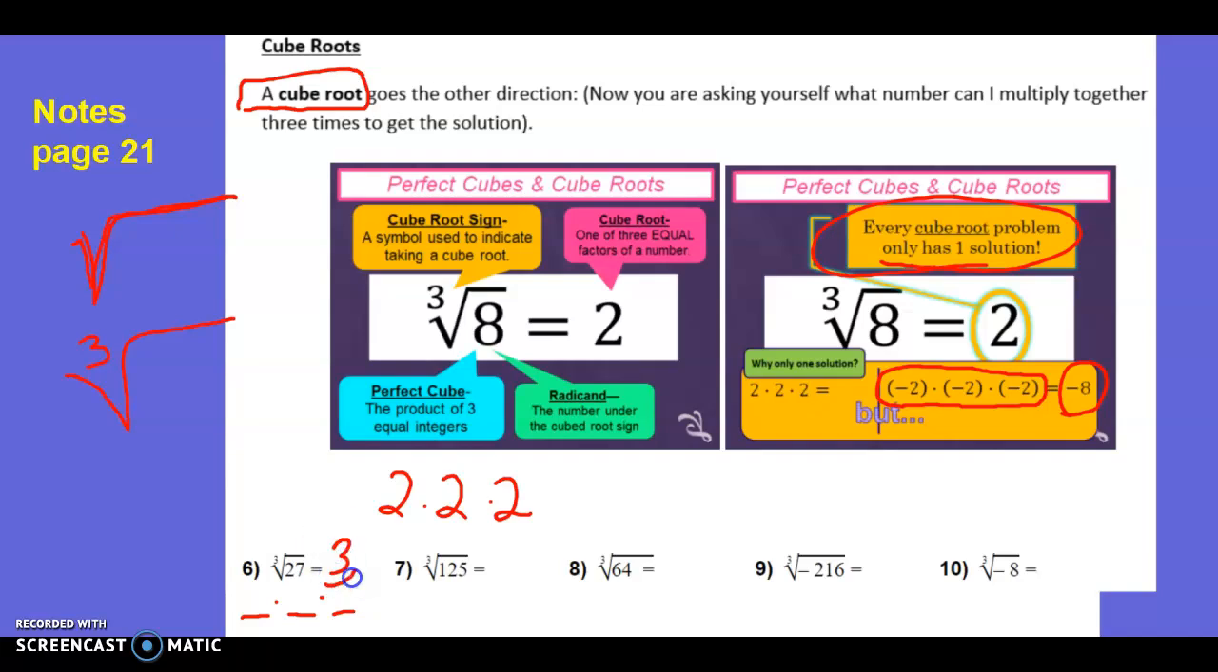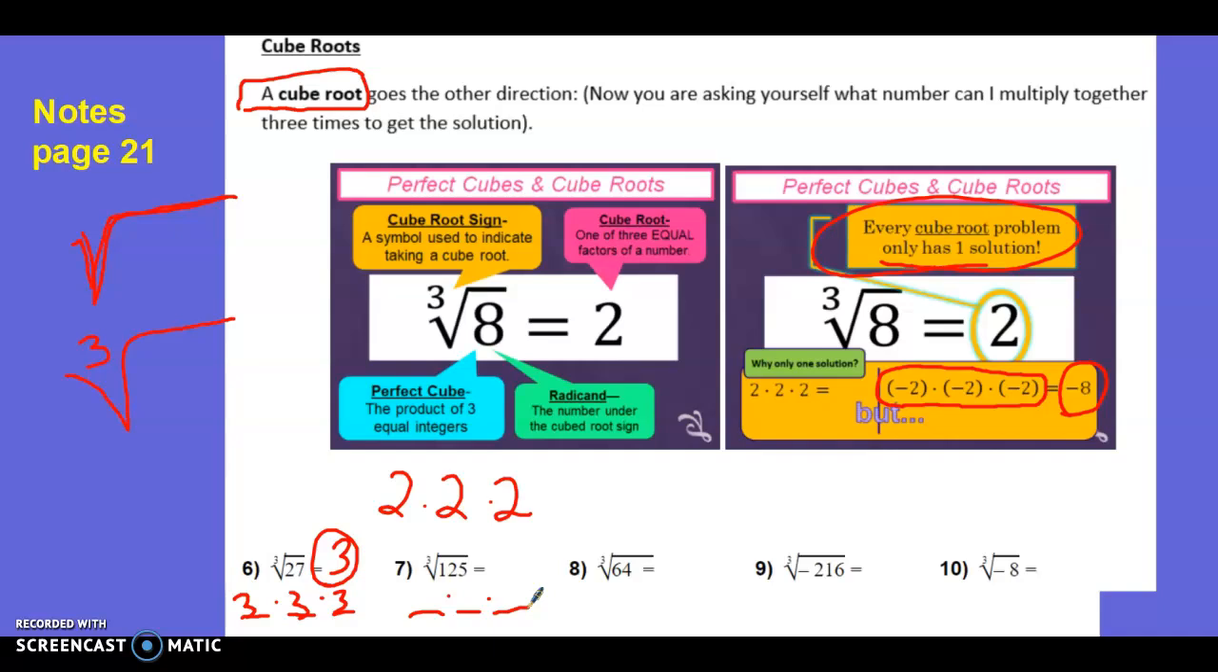If you said 3, then you are right. 3 times 3 times 3 would give me 27, because 3 times 3 is 9, and 9 times 3 is 27. Let's look at the next example. Which number times itself again would give me 125?